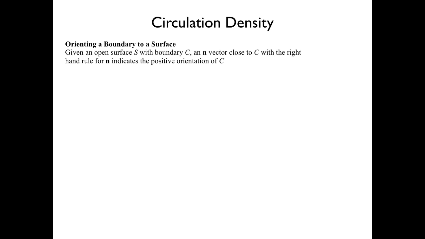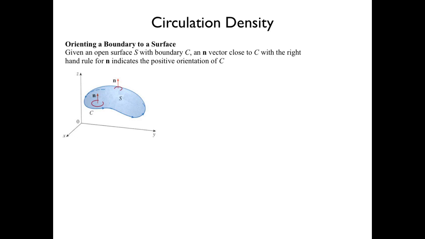So we talked about orienting a closed surface, right? And what were the possible orientations of a closed surface? What could you do for a closed surface? Yeah, either in or out. So that's what we said, either in or out. So suppose we have an open surface. Now we're talking about an open surface, right? So that was a closed surface. An open surface S with a boundary C.